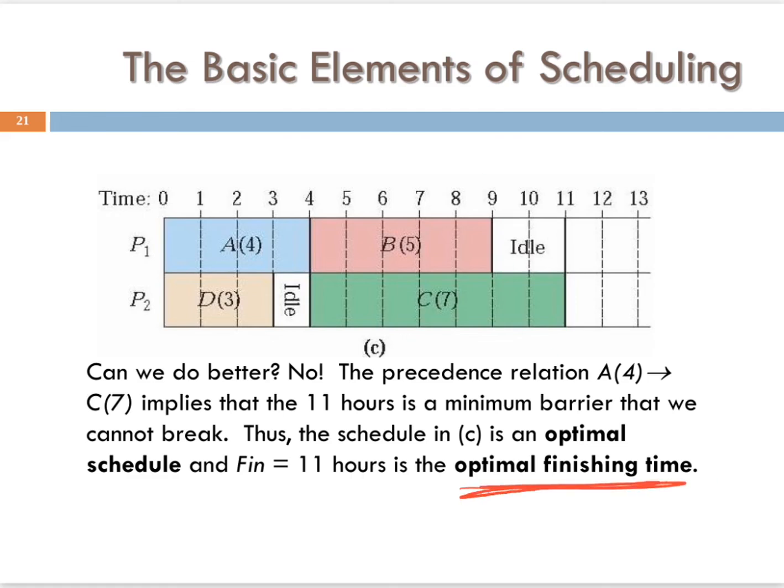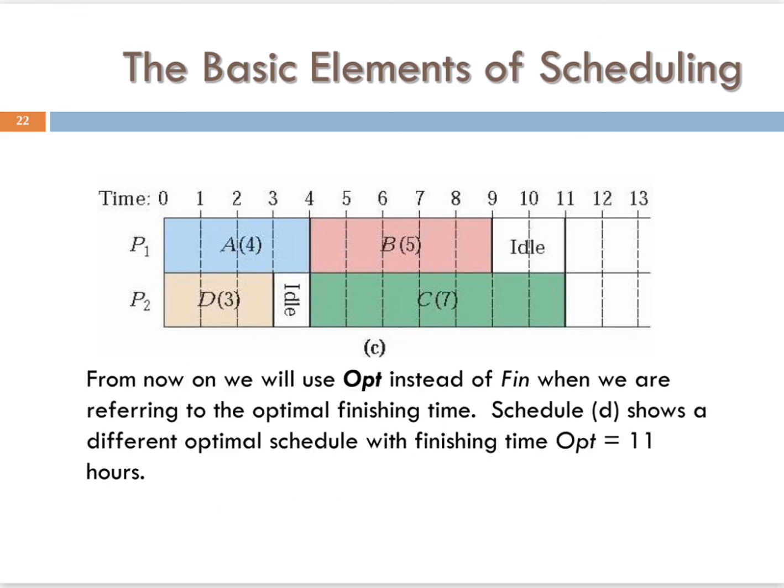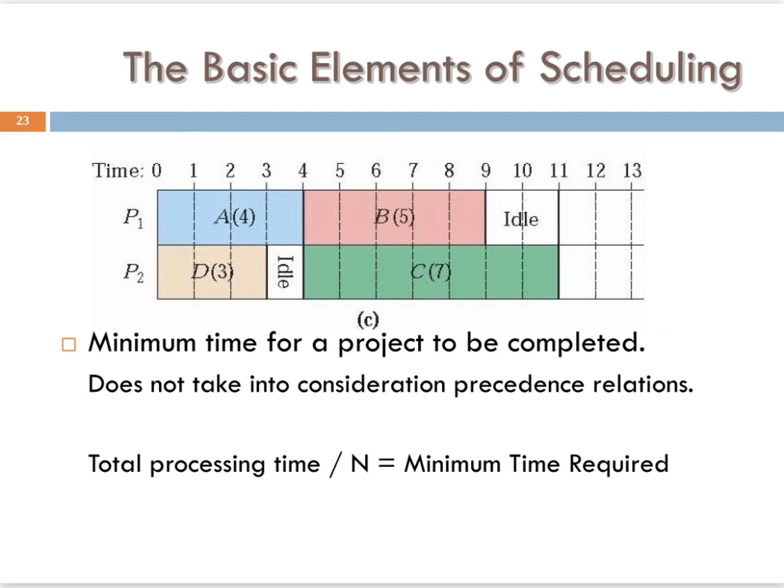Now, if you notice, up until now, we've used the abbreviation FIN for finishing time. And now we're going to use optimal finishing time is going to be abbreviated as OPT. So this is our optimal finishing time, which is the same as fin. It's just now this is our optimal. This is what we want. We can't do it any quicker. We'll get into why when we go to critical path algorithms.